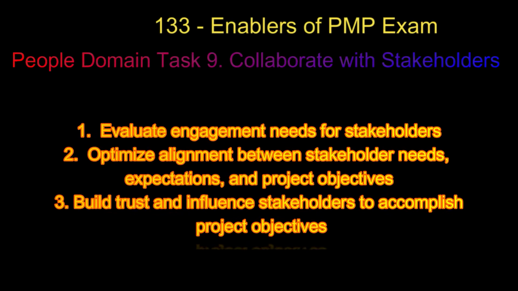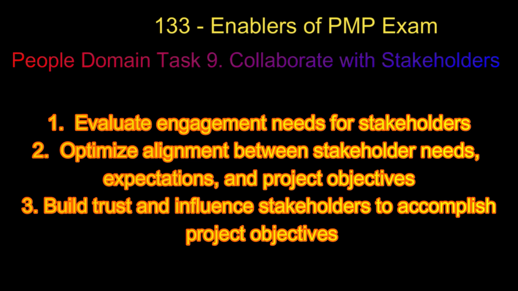People domain task 9, collaborate with stakeholders. This task has 3 enablers. First, evaluate engagement needs for stakeholders. Second, optimize alignment between stakeholder needs, expectations, and project objectives. Third, build trust and influence stakeholders to accomplish project objectives.